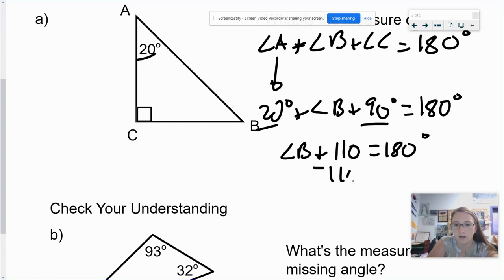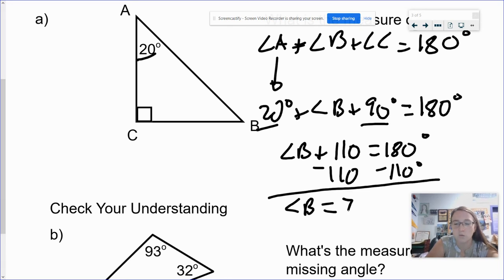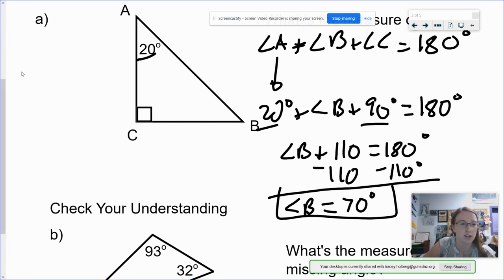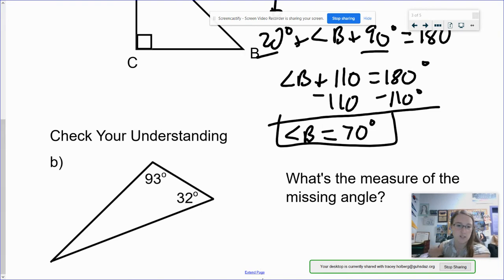I'm going to subtract the 110 over. This means angle B has to equal 70 degrees. 70 plus 20 plus 90, you can try it in your calculator if you don't trust me, is going to equal 180. Go ahead and try it on this one.